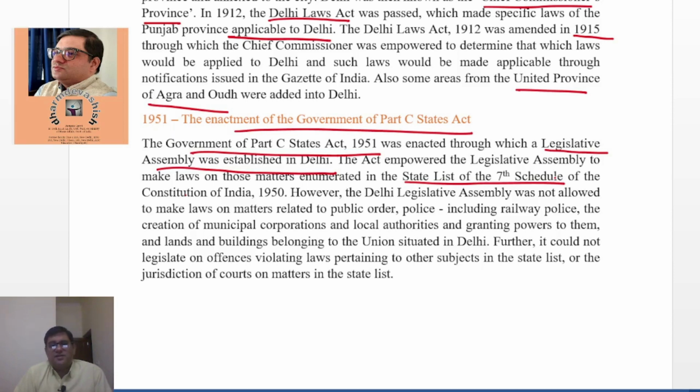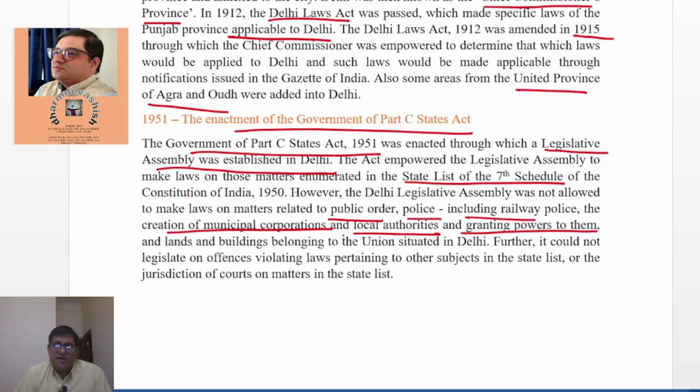But at the same time, the Delhi Assembly was not allowed to make laws with respect to public order, police, including the railway police. Also, Delhi Assembly cannot create municipal corporations or any other local authorities, or pass any law granting powers to them. Furthermore, the land and buildings, the property of the union situated within the territory of Delhi, could not be taxed. The Delhi Assembly did not have any powers to regulate such properties belonging to the union.